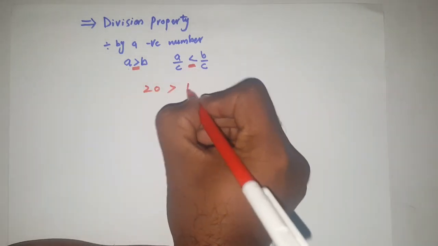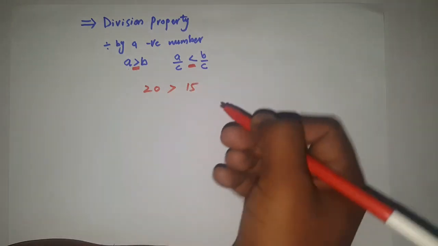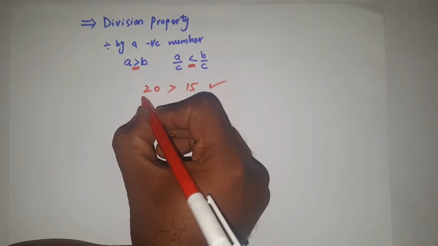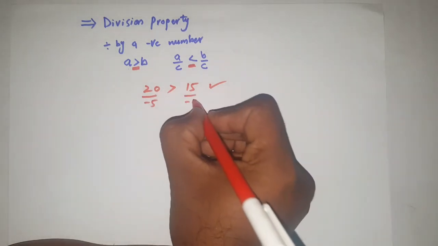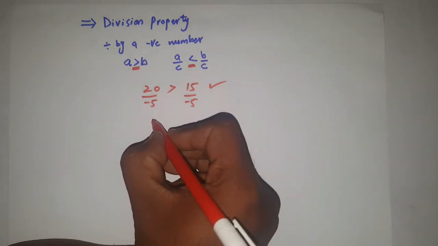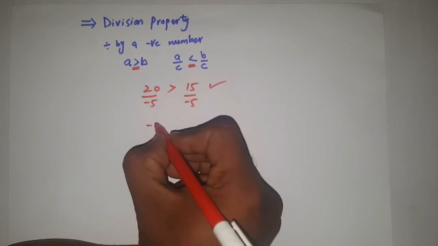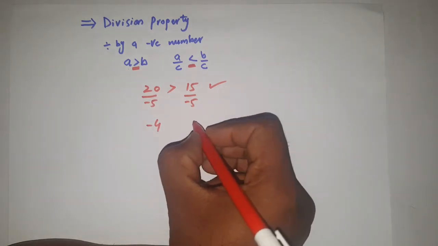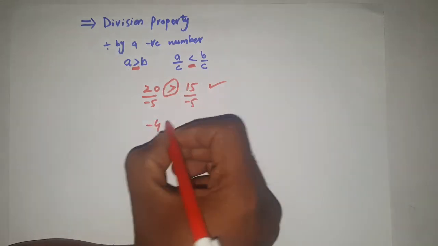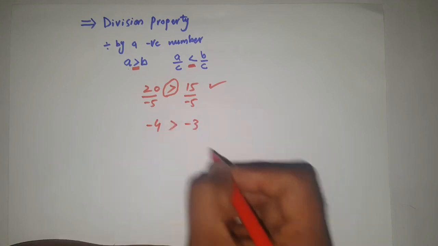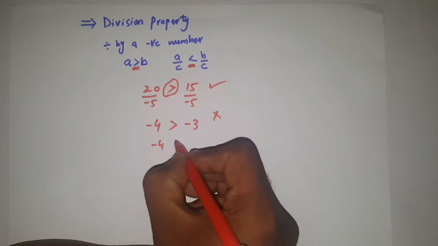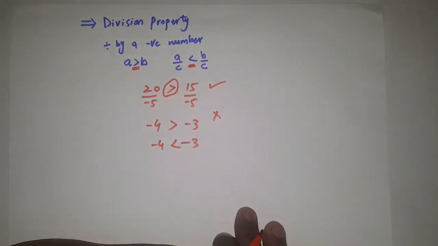20 is greater than 15. As we know, this is true. But if I divide by a negative number on both sides, minus 5, we will see that the answer is 20 divided by minus 5 is minus 4, and 15 divided by minus 5 is minus 3. If I follow this statement, then here should be minus 4 greater than minus 3. But this is not true. Minus 4 is less than minus 3.